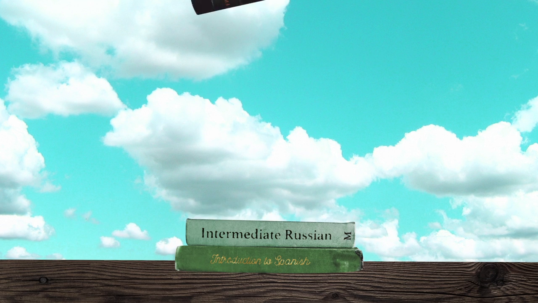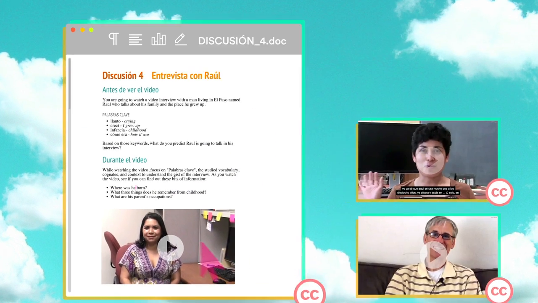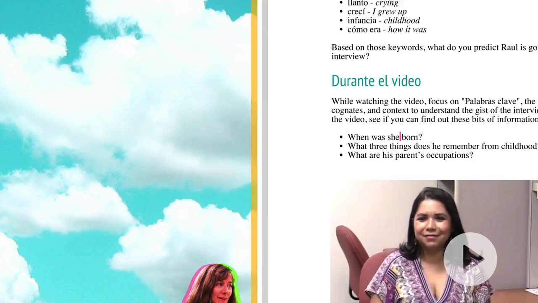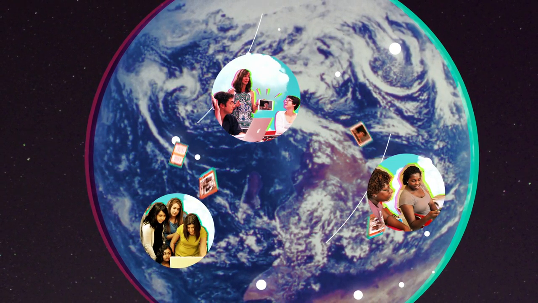While traditional textbooks have a copyright, preventing you from making copies or modifications, OERs allow you to remix, revise, and reuse materials, creatively adapting your resources and sharing them with language teachers and classrooms all over the world.